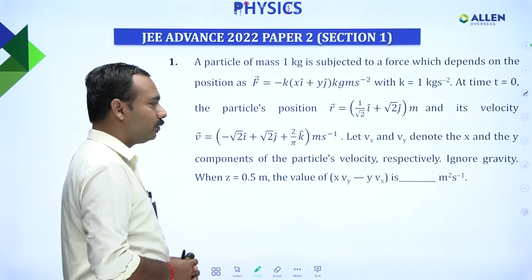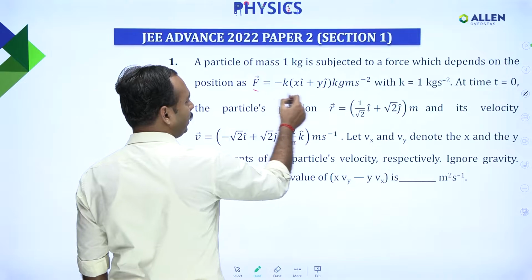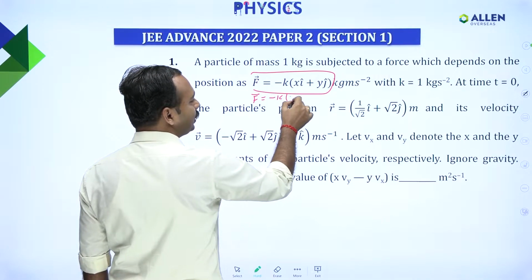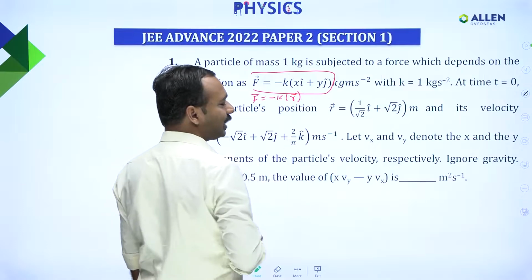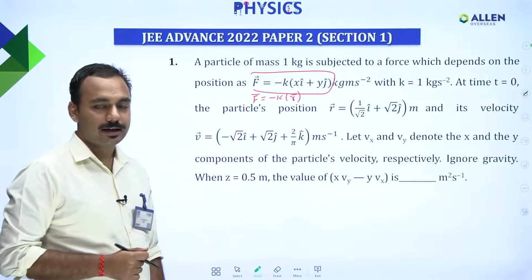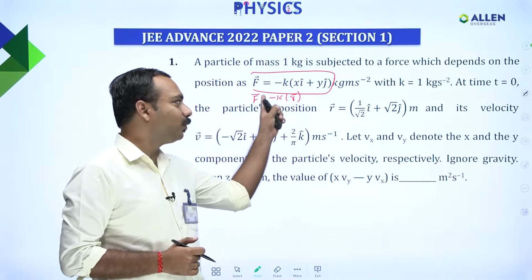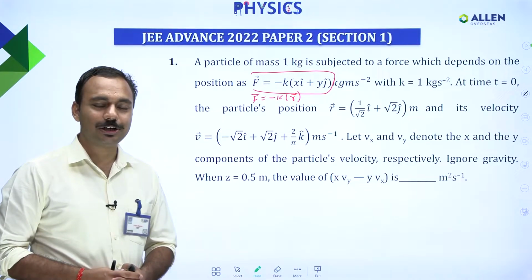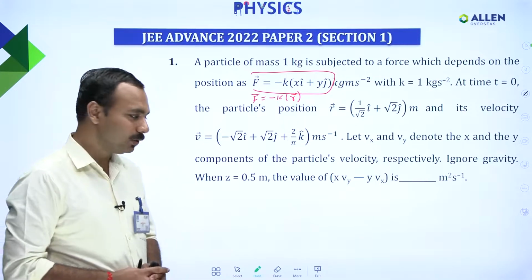One thing I wanted to make sure of: can you see force can be written as minus k times position? Can you see that x i cap plus y j cap is generally the position? Yes sir. It means force and position are always parallel. If force and position are parallel, can I say torque of this force about the origin would be 0?